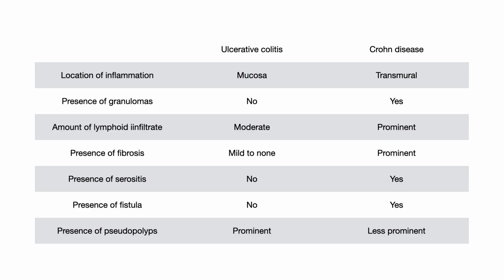Presence of a fistula. Crohn's disease is transmural, so if two things get stuck up against each other, because of the inflammation you can develop an abnormal tract between the two, and you get a fistula. You don't see that with ulcerative colitis. And then pseudopolyps are prominent in ulcerative colitis, less prominent in Crohn's if they're there.